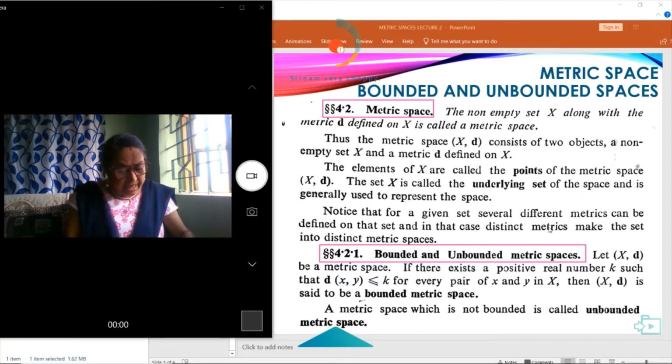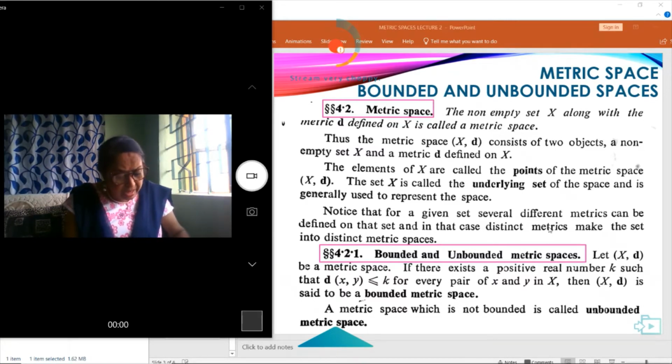Now, bounded and unbounded metric space. Let (X, d) be a metric space. If there exists a positive real number k such that d(x, y) is less than or equal to k for every pair of points x, y in X, then (X, d) is said to be a bounded metric space. A metric space which is not bounded is called an unbounded metric space.